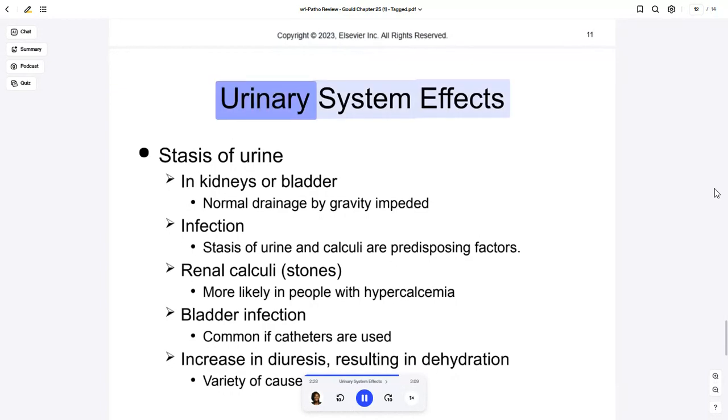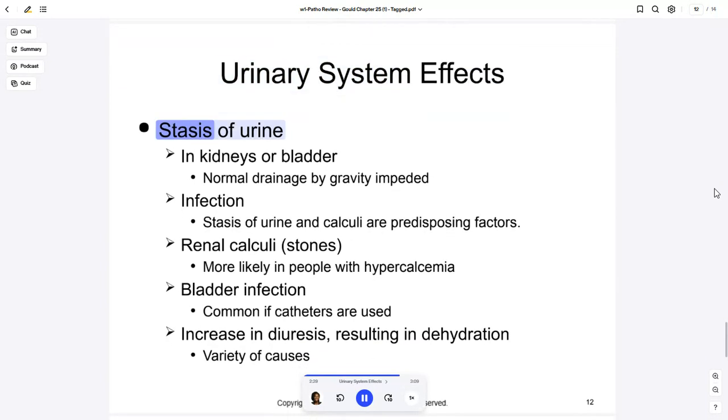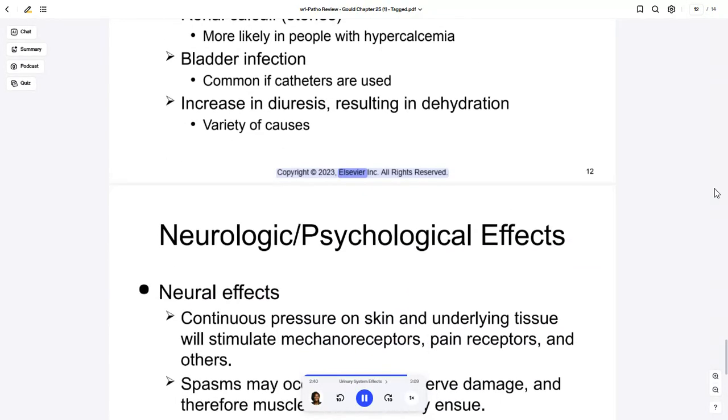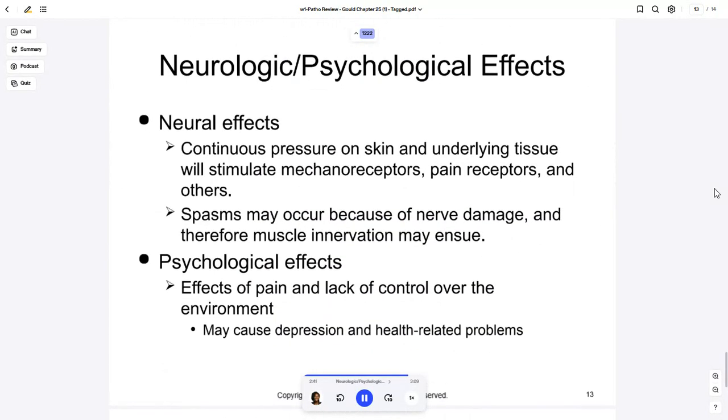11. Urinary system effects. Stasis of urine in kidneys or bladder, and normal drainage by gravity is impeded, causing infection. Stasis of urine and calculi are predisposing factors. Renal calculi, or stones, are more likely in people with hypercalcemia. Bladder infection is uncommon if catheters are used. Increase in diuresis results in dehydration, from a variety of causes. Copyright 2023, Elsevier Inc., all rights reserved.